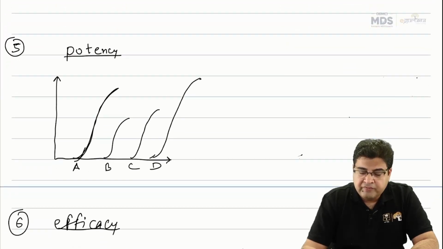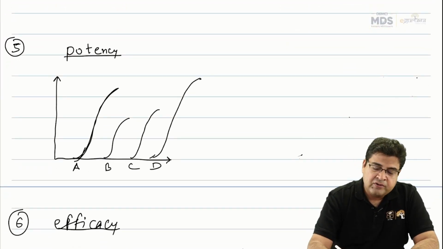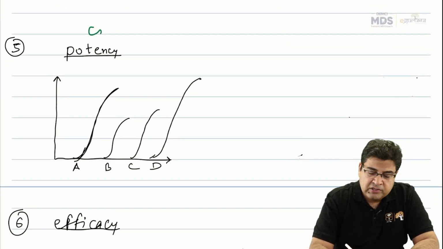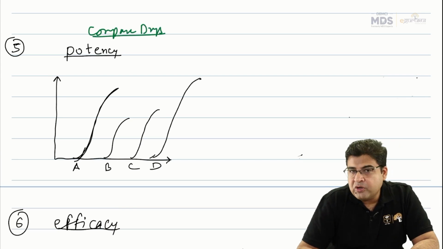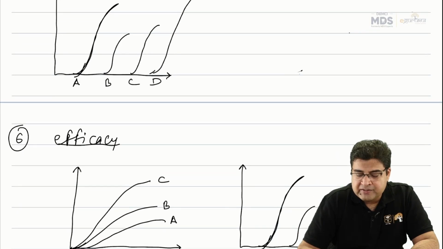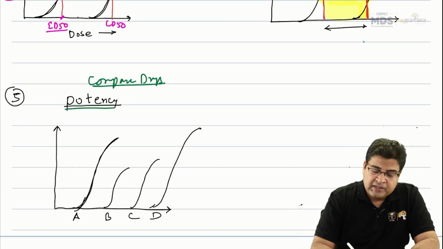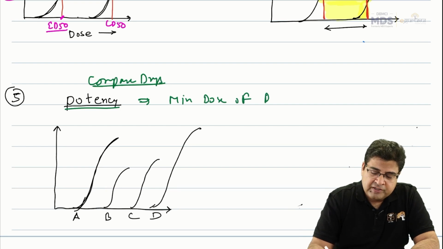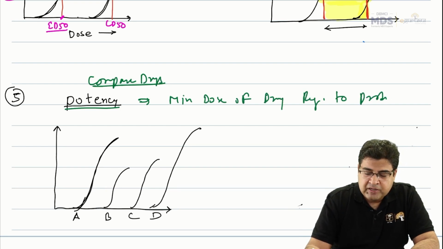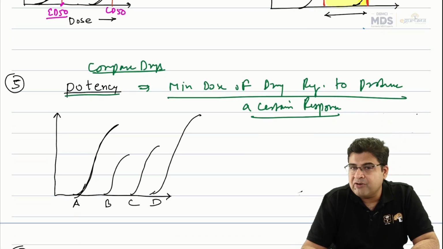Now, the fifth point is that with the help of this graph, we can also compare drugs. When you want to compare drugs, we always compare in terms of potency and efficacy. Potency means the minimum dose of the drug that is required to produce a certain response. The minimum dose of the drug required to produce a certain response is known as the drug potency.